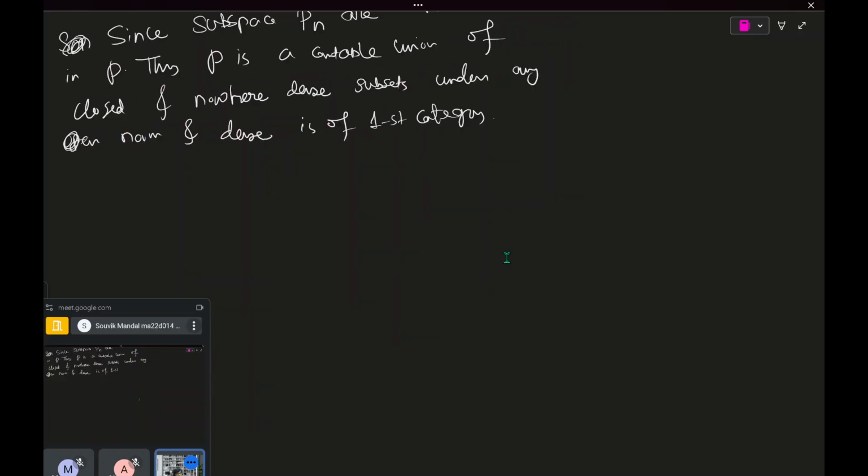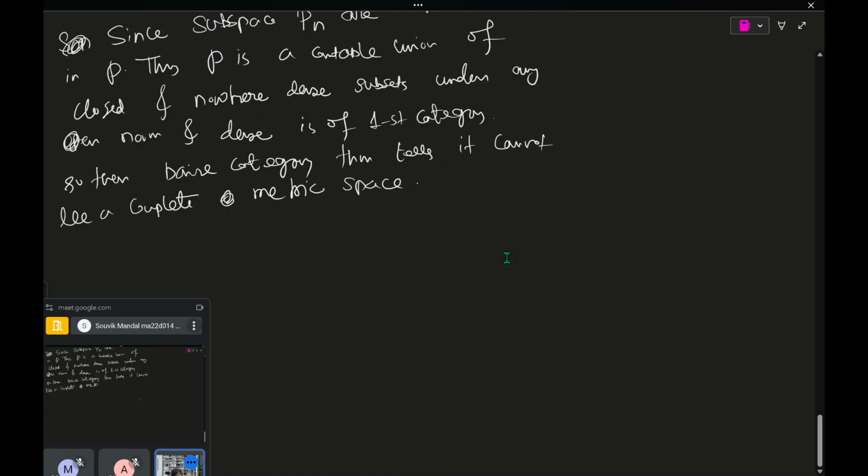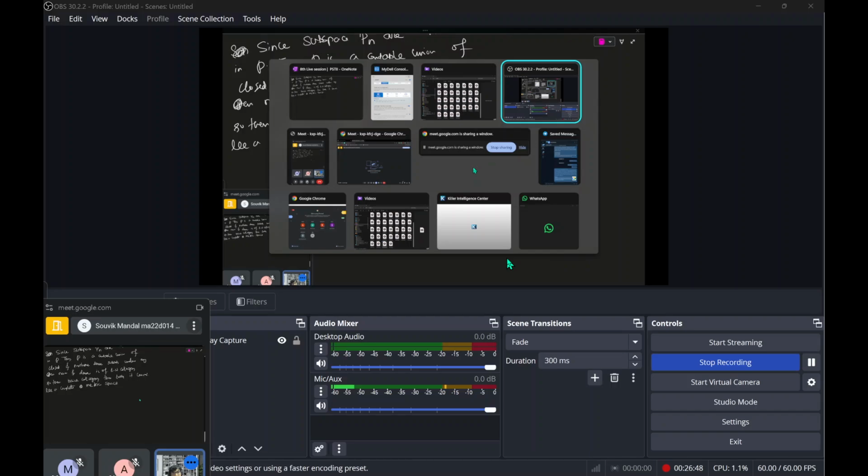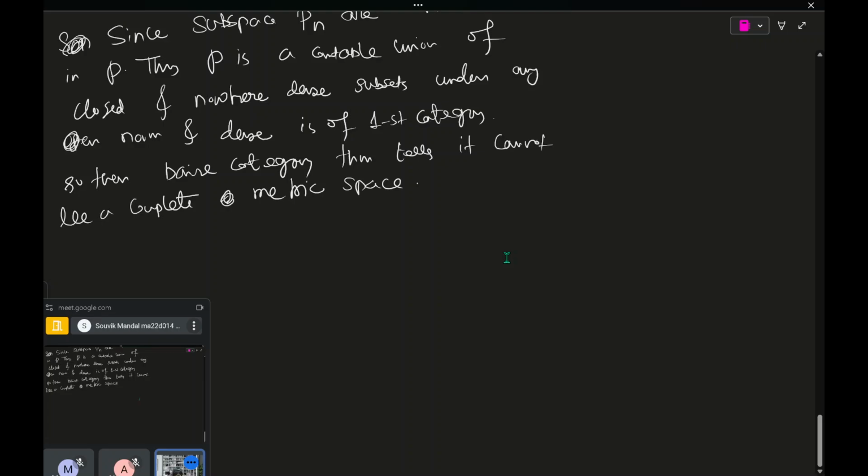So then the Baire category theorem tells us it cannot be a complete metric space. So let me re-explain.